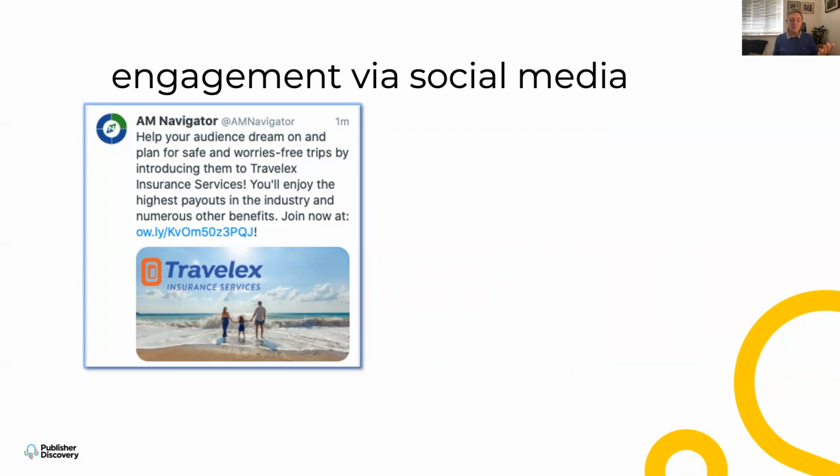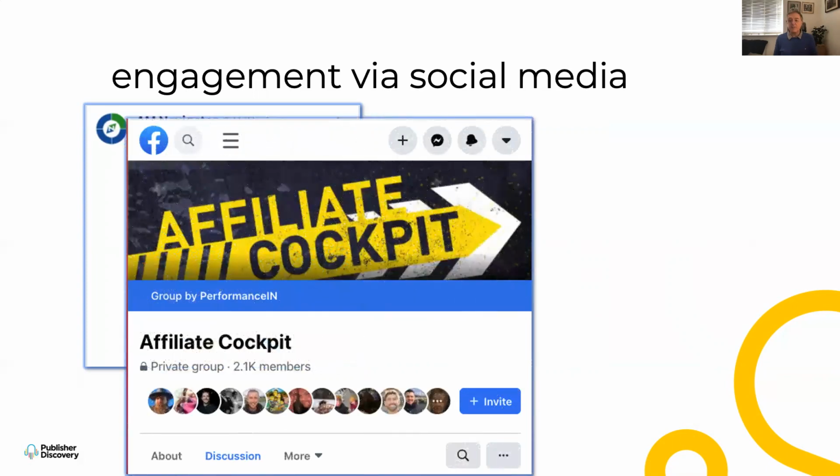OPMs can use Twitter, well, AM Navigator and plenty of others use it here. You see it's talking about a specific travel program. But I would say, yeah, use it more effectively. Use social even broader. Use things like Affiliate Cockpit, as I mentioned before. And there's a discussion group. There's 2,000 members in there. There's quite a few people from the affiliate industry.